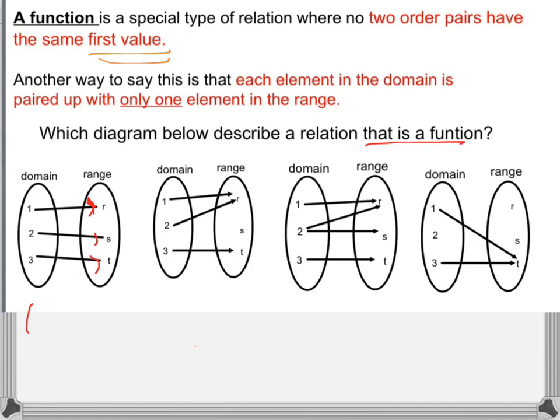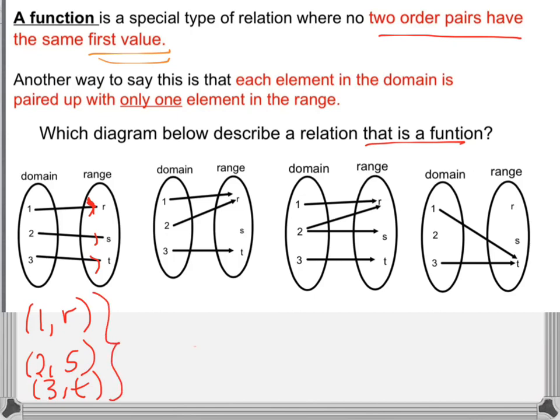So the first thing, 1 gets sent to R. Okay, so far so good. The next thing is 2 gets sent to S. And the third thing is 3 gets sent to T. Okay, so let's check our understanding. A function is a relation where no two ordered pairs have the same first value. So none of the ordered pairs in the first diagram have the same first value. So this is a function.